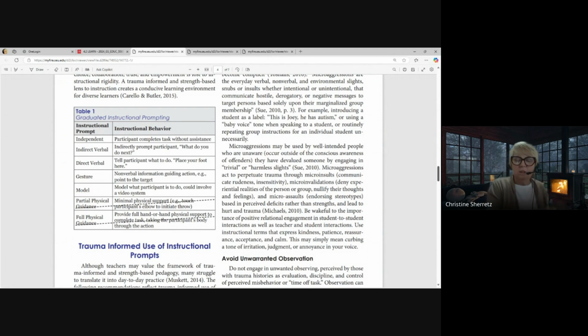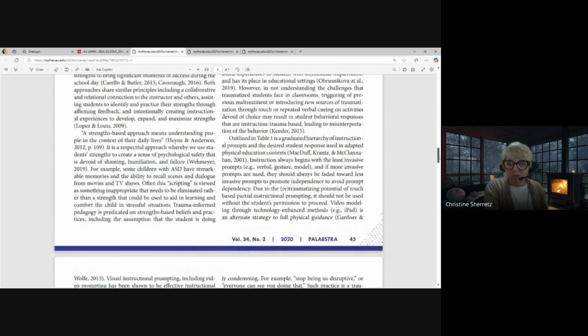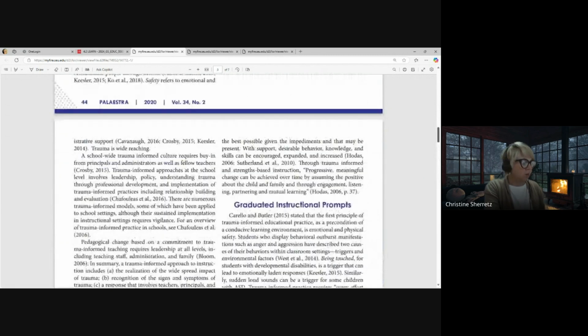This is a really interesting article because what it talks about is sometimes if we get to that point where we're using partial physical guidance or even full physical guidance, that can impact kids that have trauma. It's almost like it sets them off. So it's a really interesting article.